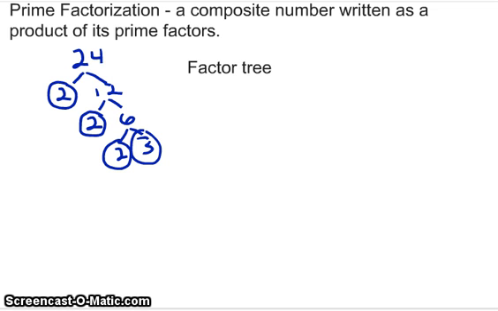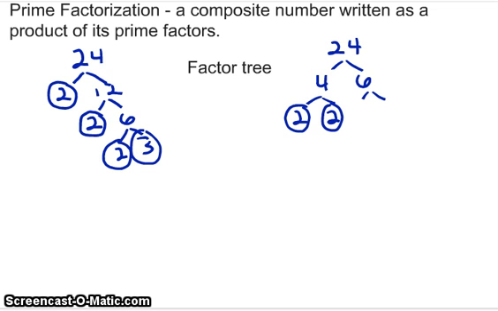There's more than one way to do a factor tree. Let me show you another example. Instead of doing 2 times 12 equals 24, we can say 4 times 6. 4 and 6 are both composites, so they're both going to need 2 branches off of it. What times what equals 4? Well, 2 times 2 equals 4. We'll circle those numbers because they are prime numbers.